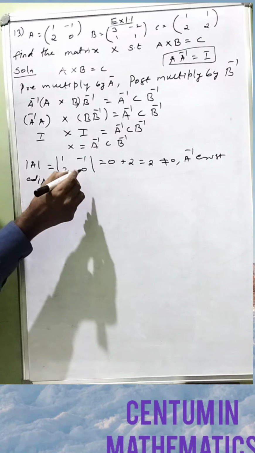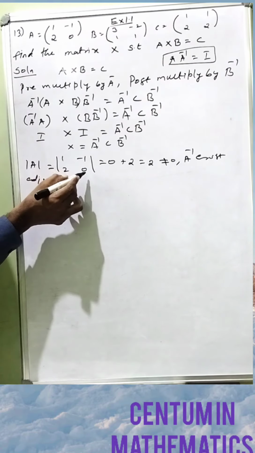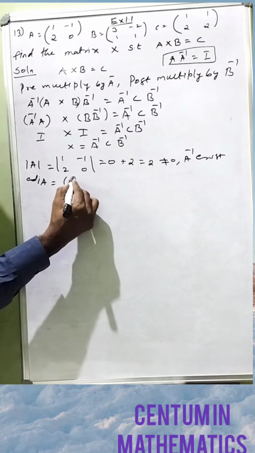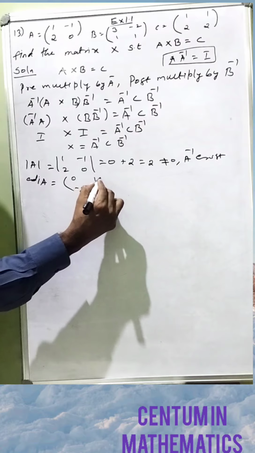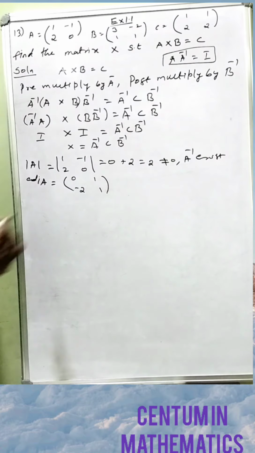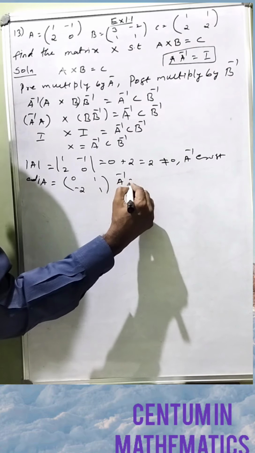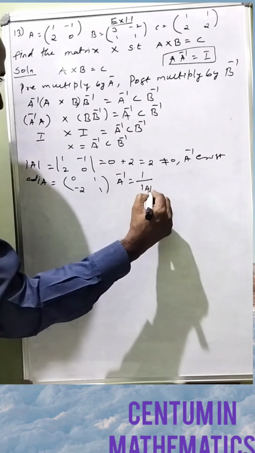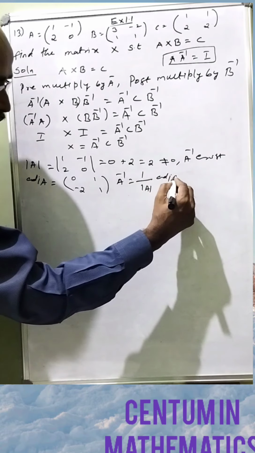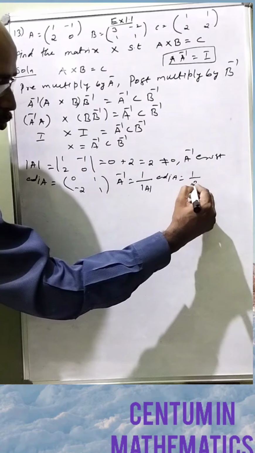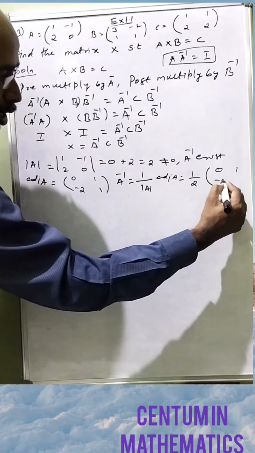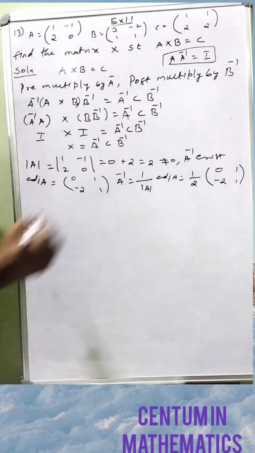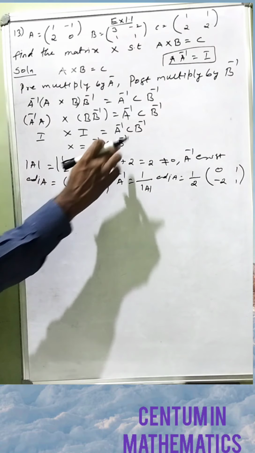Adj A: for a 2 by 2 matrix, interchange the main diagonal, 0 and 1, and change the sign of the second diagonal, minus 2 and 1. So for the A inverse formula, you know that A inverse is equal to 1 by determinant of A into adj A. So 1 by 2 into 0, 1, minus 2, 1. We get it. Next we have to find B inverse.